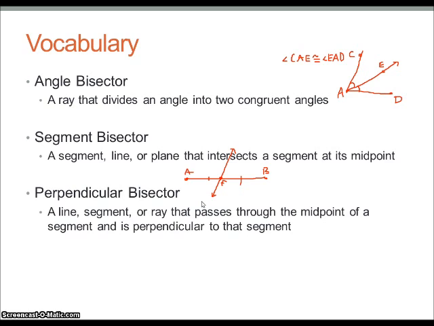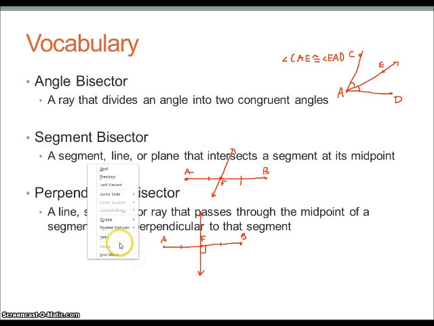We also have a perpendicular bisector. That is a line, segment, or ray that passes through the midpoint of a segment and is perpendicular to that segment. So this is very similar. We have our A and our B, and then we have our midpoint at F. So we know that AF and FB are congruent. Now a perpendicular bisector cuts right down the middle and makes this a right angle.